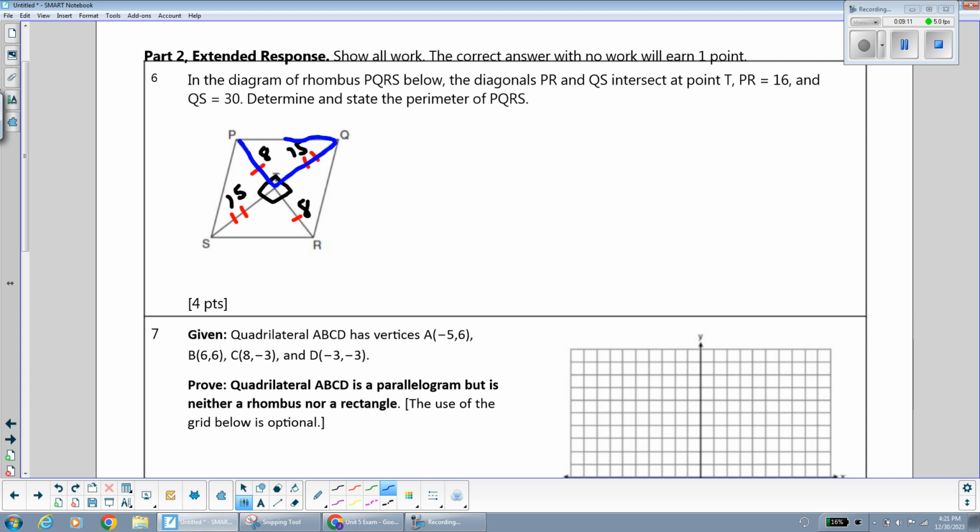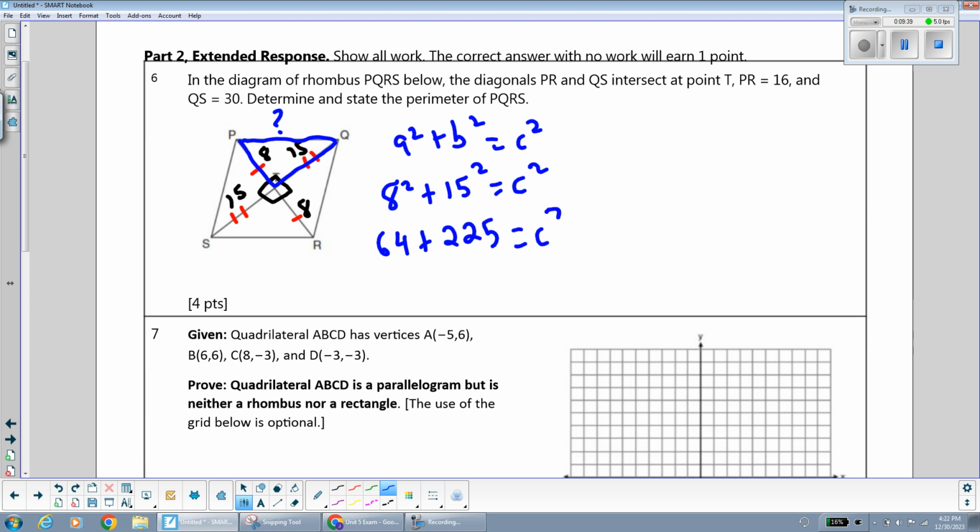And then once we have a side length, we know all side lengths because rhombuses have 4 equal sides. So what we have here are 2 legs of our right triangle, and we need to find the hypotenuse. And that's going to be Pythagorean theorem when we have 2 sides of a right triangle and we need to find the missing side. Let's plug in 8 and 15, and we are solving for the hypotenuse, so we are solving for C. That's 64 plus 225 is equal to C squared.